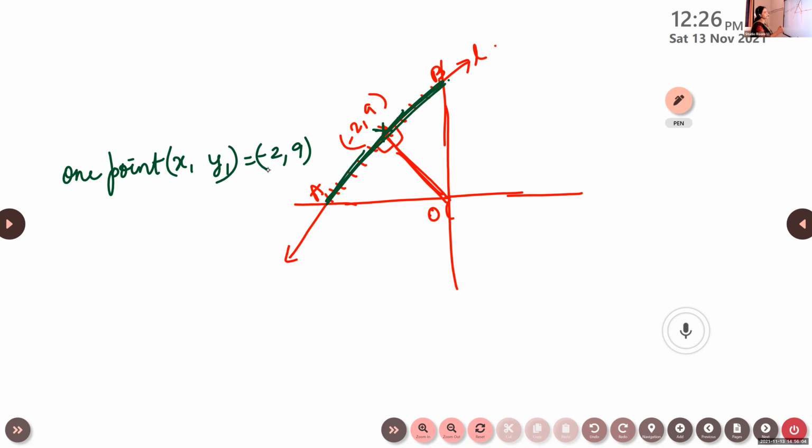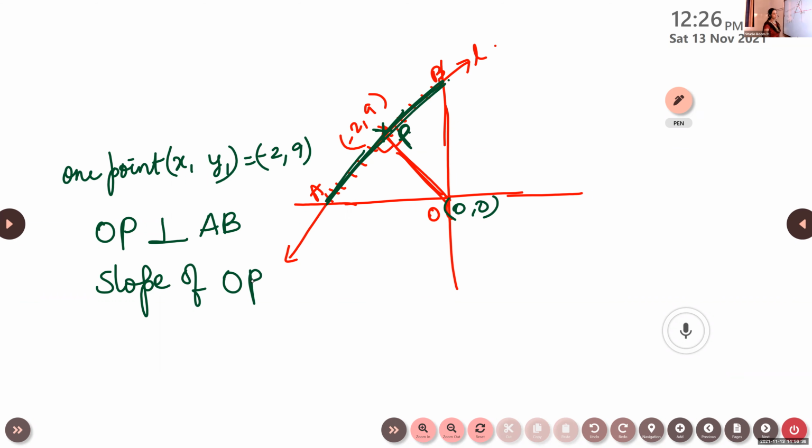Is it possible to find the slope? Suppose I name this point as P. What is given here about the line OP? What do you know about OP? Origin is (0, 0). So we can find the slope of OP. Is it possible to find the slope of OP?